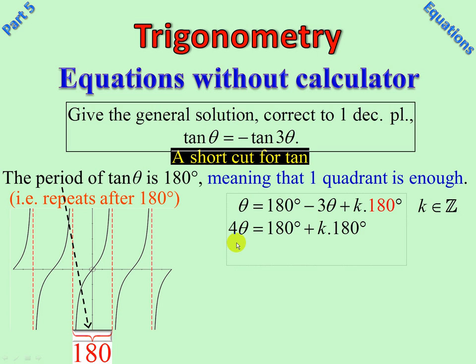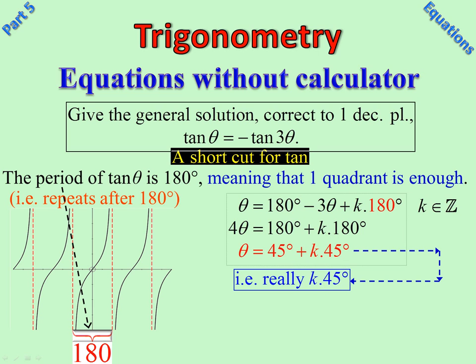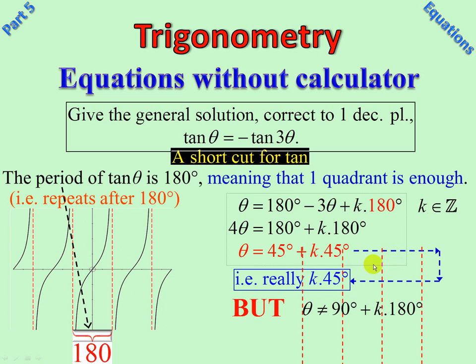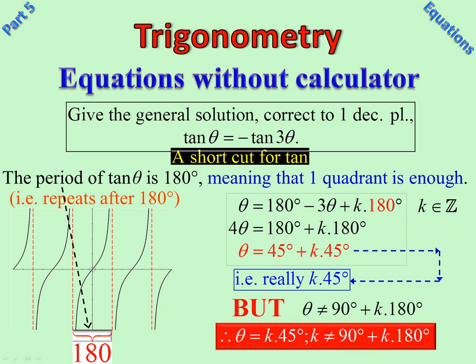Solving, we get 4 theta equals 180 plus k180, which is really k180. So therefore theta equals 45 plus k45, which is really k45. But we have another but here. Those are the undefined values. Theta can't be 90 plus k180. We were talking about it earlier. So therefore theta equals k45, k not equal to 90 plus k180. There we are. There's our general solution.